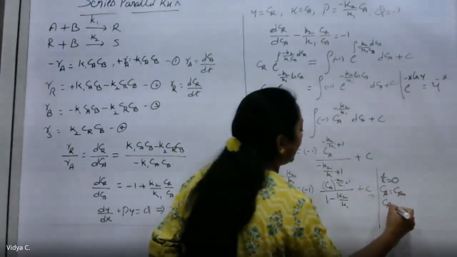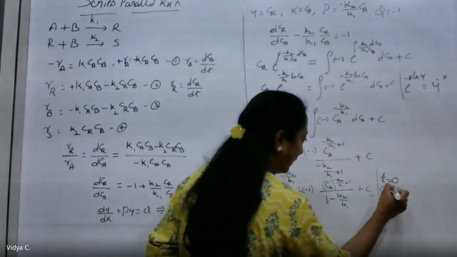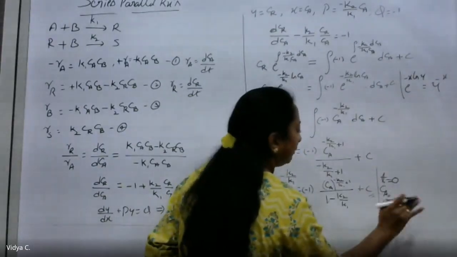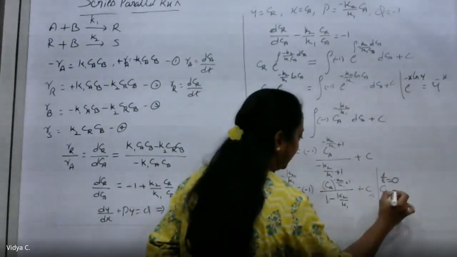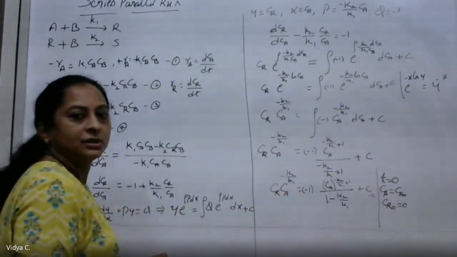And CR naught will be equal to... At t equal to 0, the concentration of A is CA naught only, and CR naught will be 0. Okay, CA is equal to CA naught, and CR naught will be equal to 0.